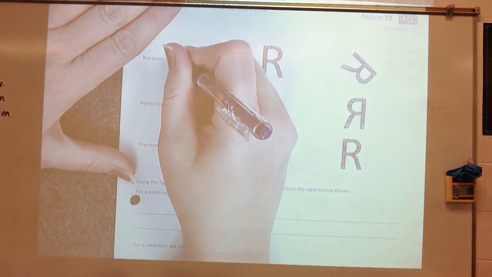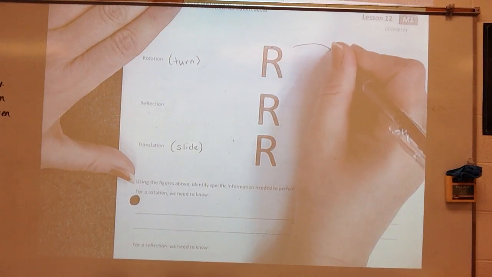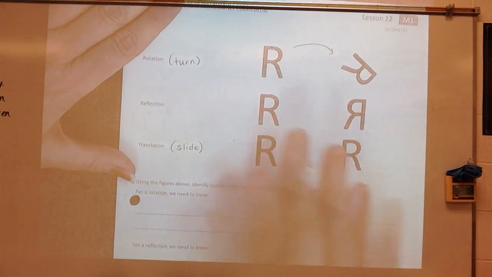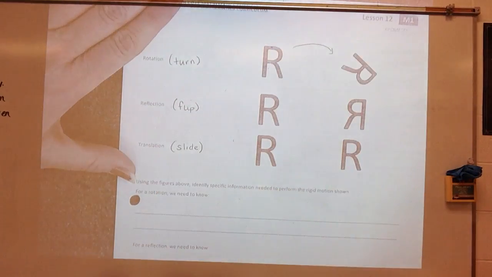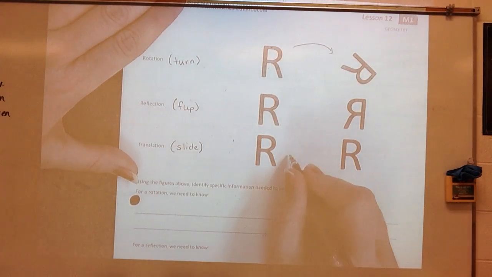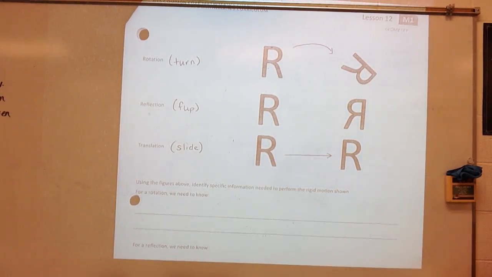We can call a rotation a turn. So it's turning here. Alright, a reflection can be a flip. And then our slide, our translation. Okay? So these are the three types of transformations that we're going to be talking about. Using the figures above, identify specific information needed to perform the rigid motion shown.